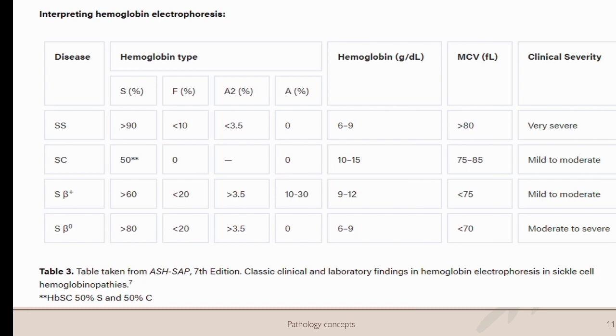HPLC is a chromatography technique. It detects the different types of hemoglobin based on the retention time and the shape of the peak. It can be used to detect and quantify HbF, HbA2, HbS, HbC, Hb Barts and other hemoglobin variants. It can be used as a screening test for sickle cell disease.